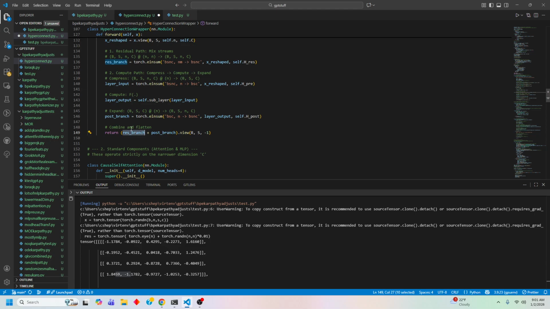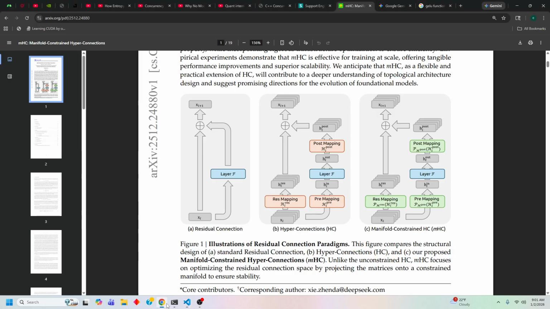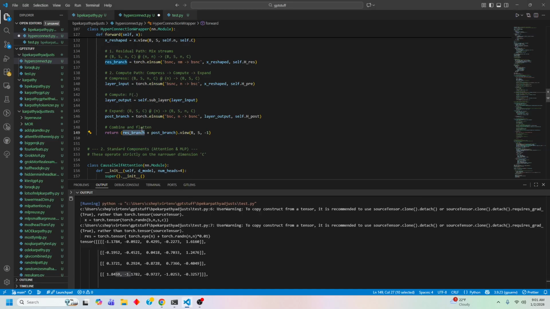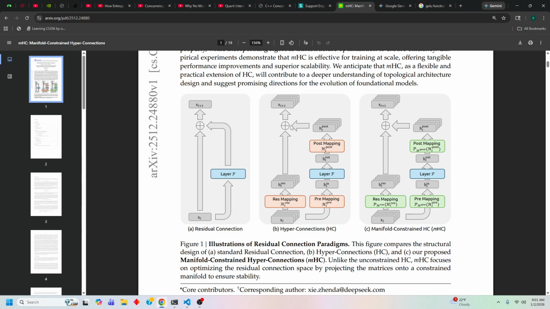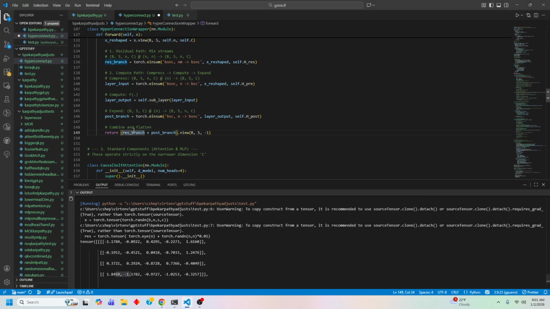This is more like this part. So we did the residual mapping here, the pre, the attention, and the post is over here in that stream. And then you add them together right here to go into the next layer. So that's that.